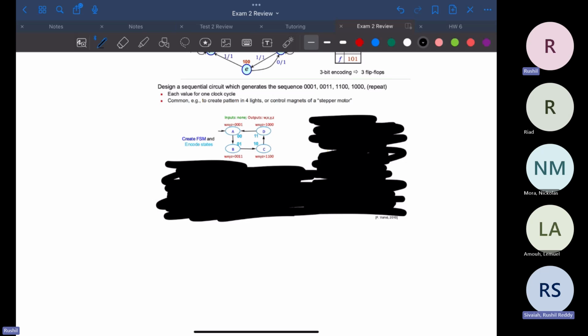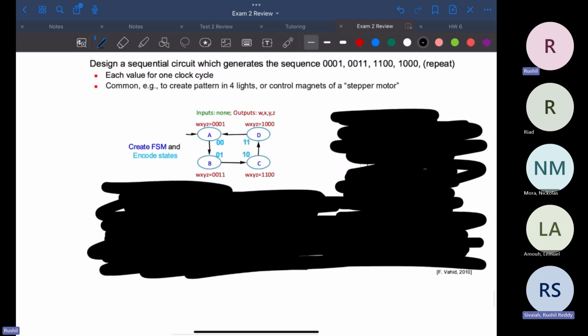All right, let's do it. Okay, since we already did that, I'm not going to redraw this. I think everybody can figure out how to make that.